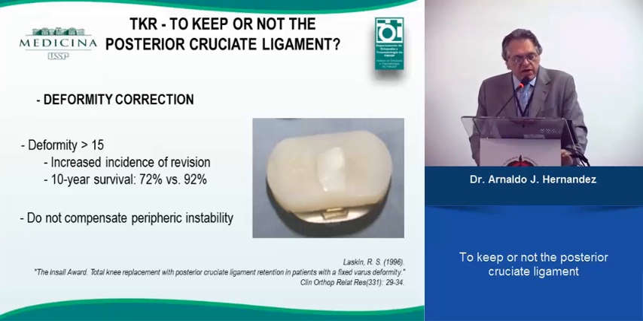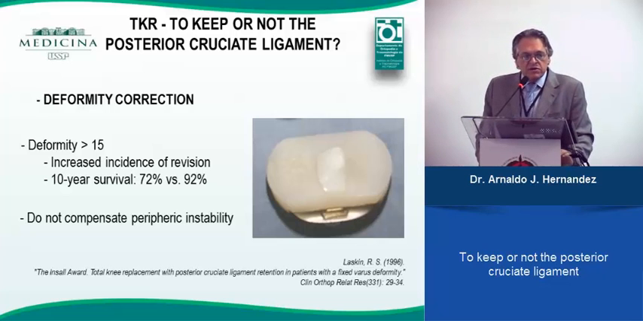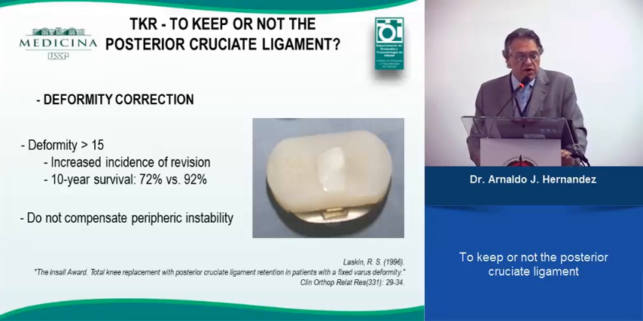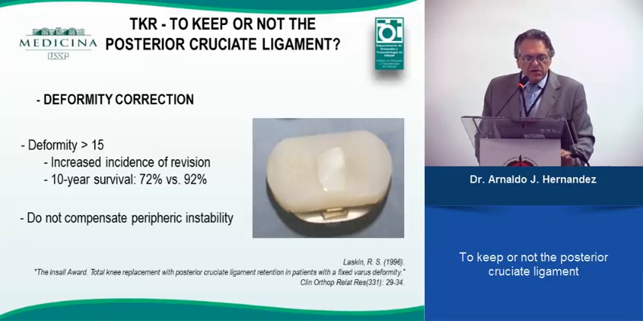What about the deformity correction? If you have a deformity that's bigger than 15 degrees, naturally you know it's sometimes more difficult to release all the tissues and put the knee in the right alignment. And so in these situations, you need to resect the posterior cruciate ligament. But how many knees have more than 15 degrees of deformity? Not so many. Some very severe valgus cases or some very severe varus cases. But even in this situation, the survival of these replacements is quite good.